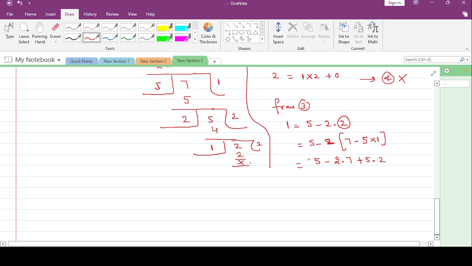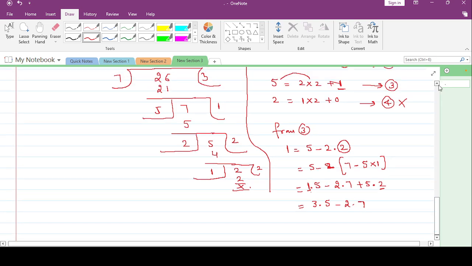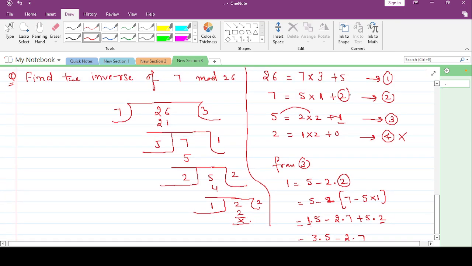You get here 5 times 5 minus 2 times 7, minus minus plus, so 5 into 2. Here the coefficient is 1, and here the coefficient is 2. So 1 plus 2 is 3. So 3 into 5 minus 2 into 7. Now check from equation number 1 what is the value of 5.